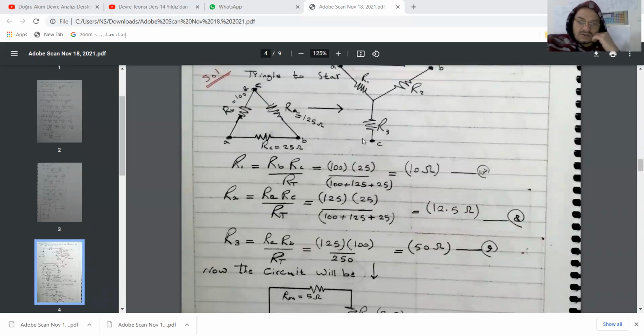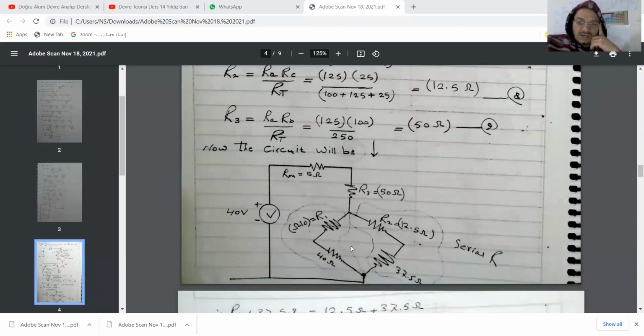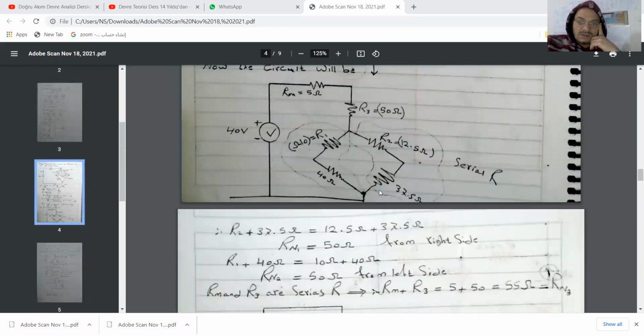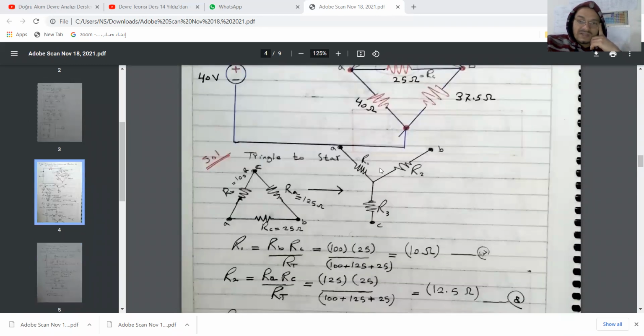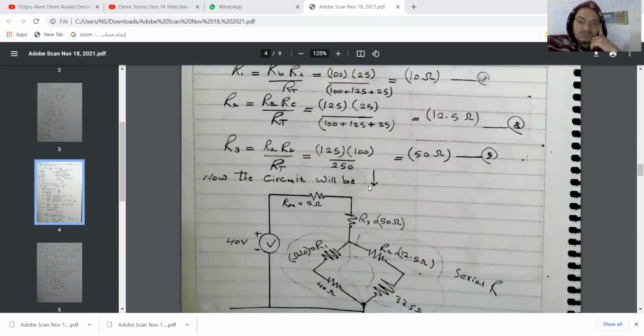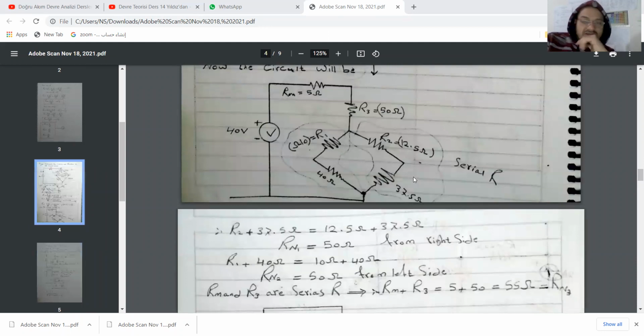R1, R2, R3, I have all of these results. Yes, the figure will be like that. After that, we will simplify to something like that. Let's keep going.